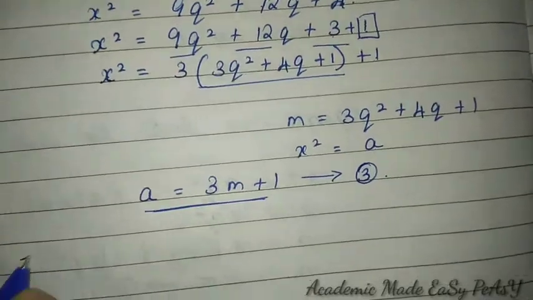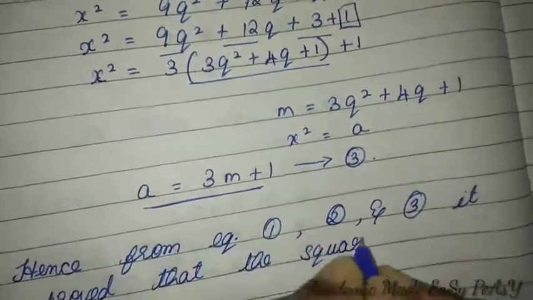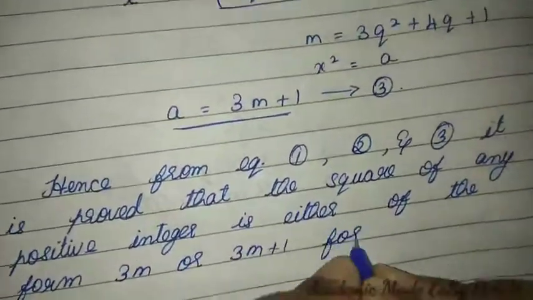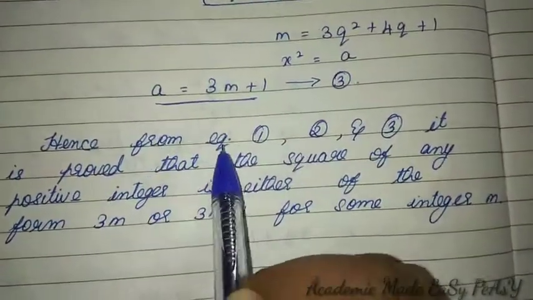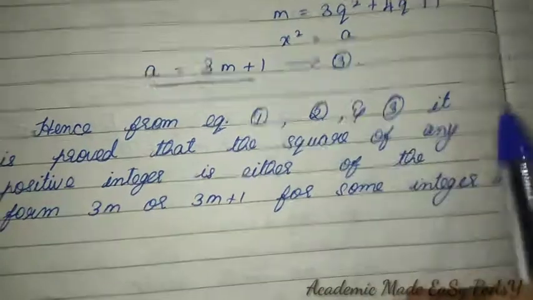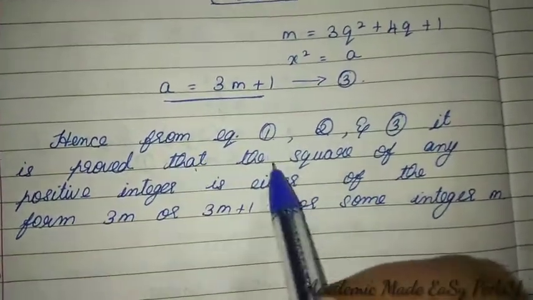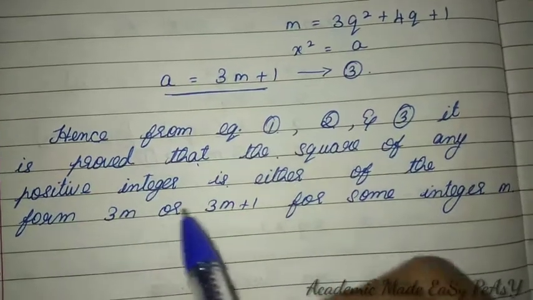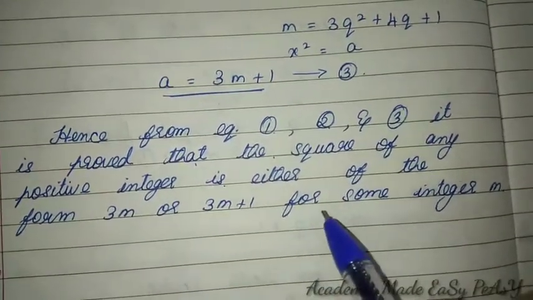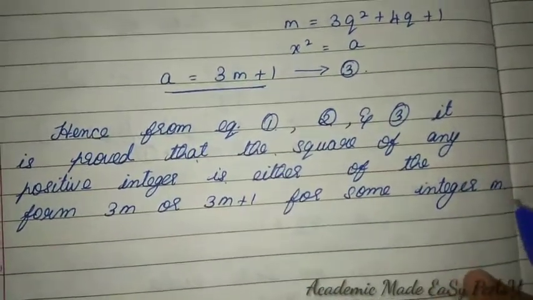I will say, hence from equations 1, 2 and 3, it is proved that the square of any positive integer is either of the form 3m or 3m plus 1 for some integer m.